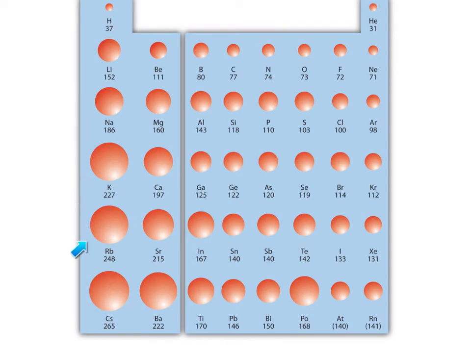Because these alkali metals are so reactive, you won't find them in their pure forms in nature. They'll only exist in compounds where they're nice and stable, mostly bonded to nonmetals.